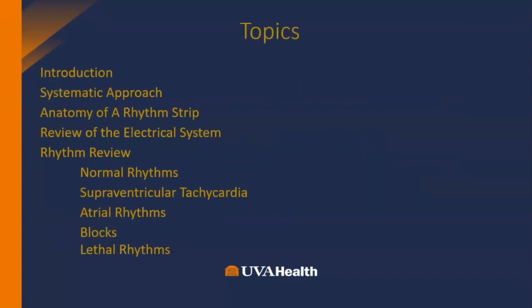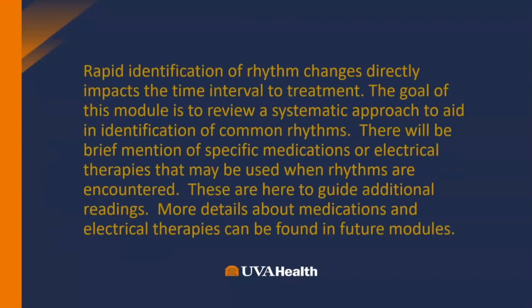So our outline here, the framework, is going to be to talk about a systematic approach. We're going to break down a rhythm strip. What is it? Talk about the electrical system of the heart. And then we're going to talk about the various rhythms, from normal rhythms to blocks and lethal rhythms last. And again, as Lucian mentioned, if you have a question, put it in the chat box. I'll try to answer those as we go, so we can do them in context of either the slide or the type of rhythm that we're looking at.